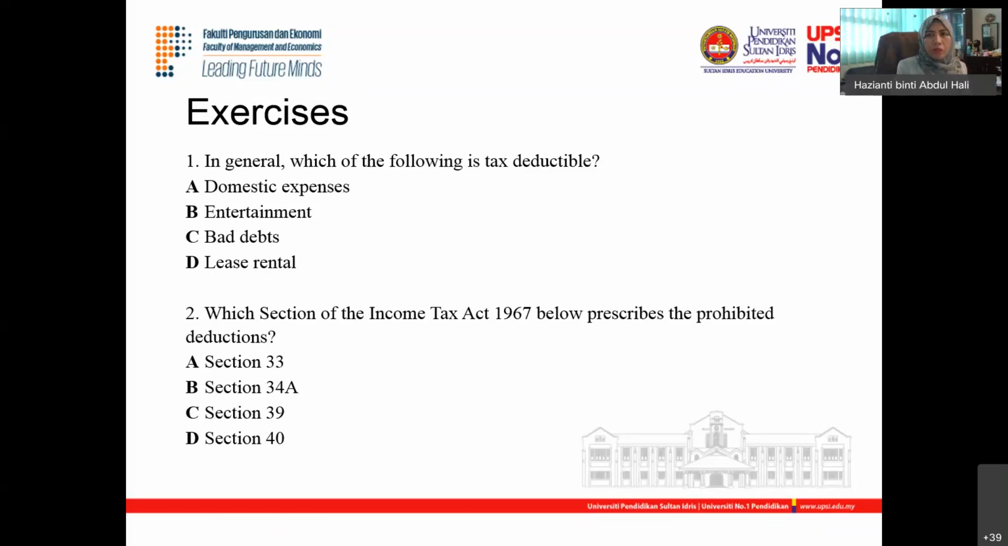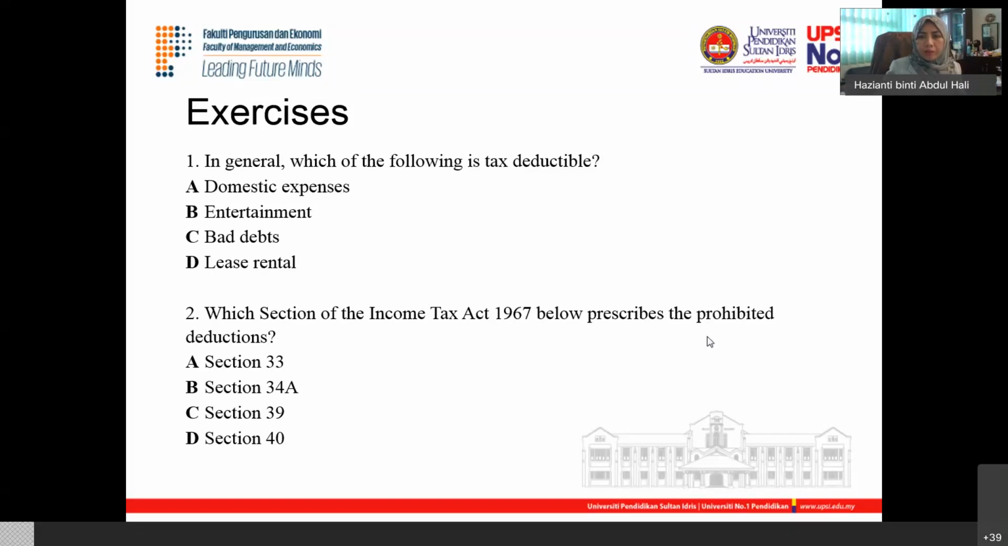Alright, what do you think is the answer for question 1? A, B, C or D? Which of the following is tax deductible? A. What is the answer? A, again? No, not A. B. The answer is C. Tax deductible.